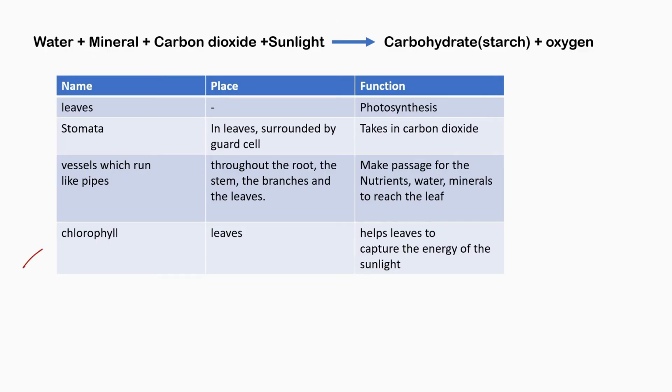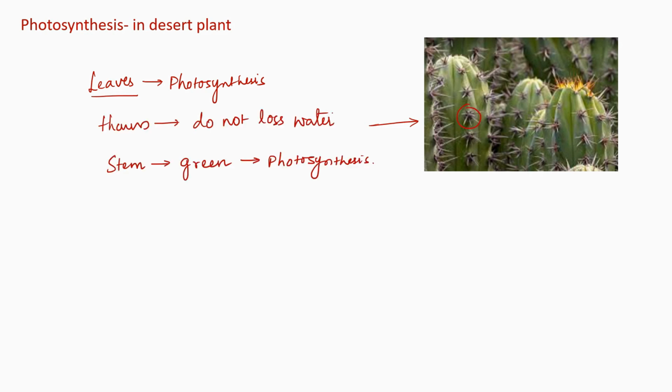So this table will help you remember the function of each part in photosynthesis. Now we all know that leaves are doing photosynthesis, but how are desert plants like this cactus doing photosynthesis as they don't have leaves? As we can see in the pictures, the leaves have converted into thorns.